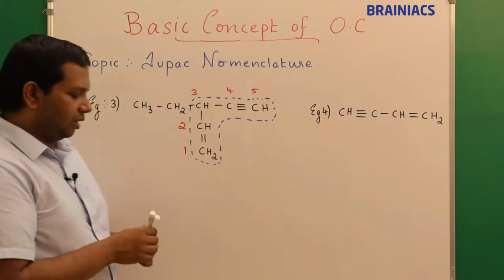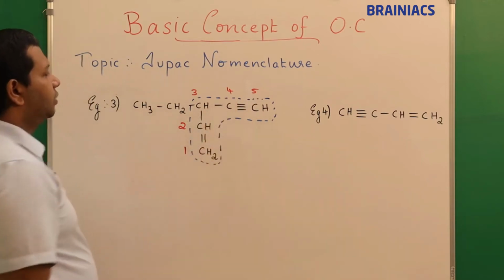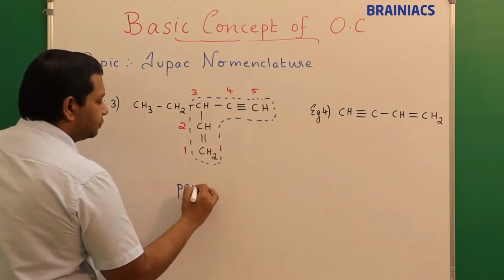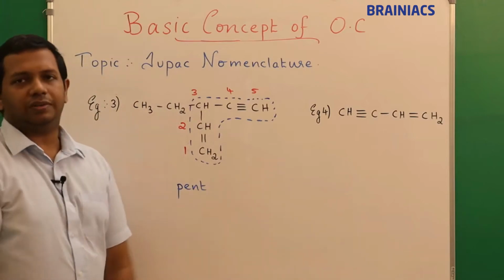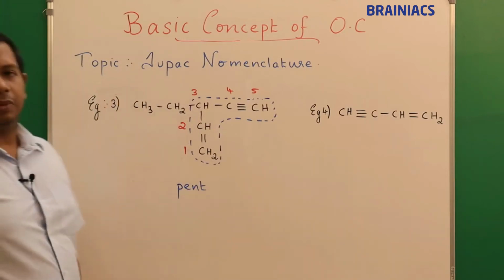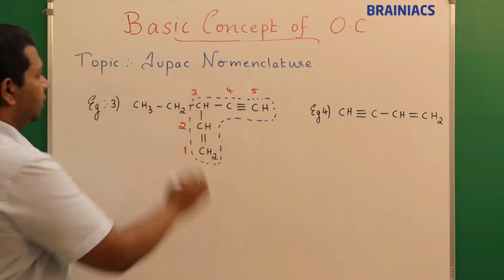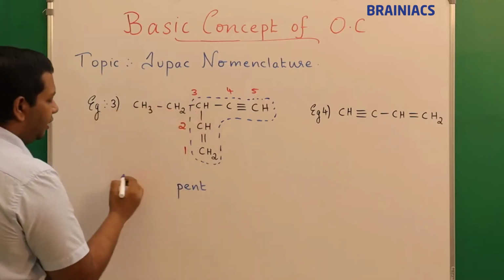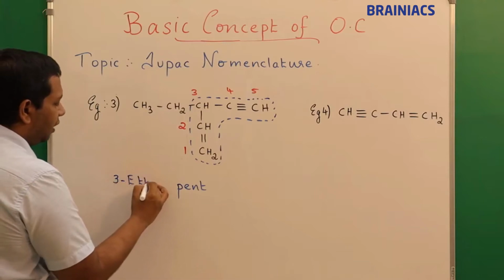Now the next thing is putting the name. Look at the parent carbon chain. How many carbon atoms are there? Five carbon atoms, so I will use the word root "pent". Now the primary suffix will not come, since it is not a cyclo compound. The secondary prefix will come because there is a substituent at position 3. What is the substituent at 3? You can see 3-ethyl, CH3CH2. So I can add 3-ethyl.